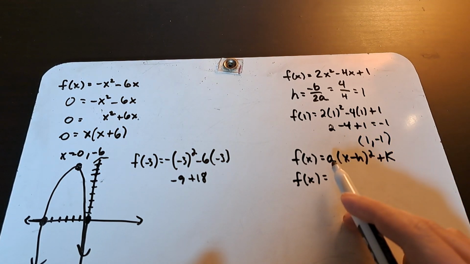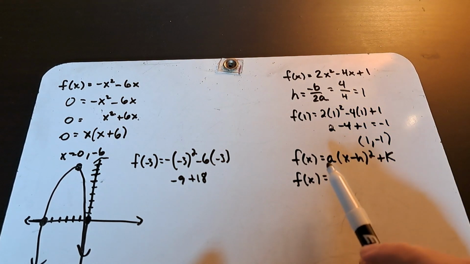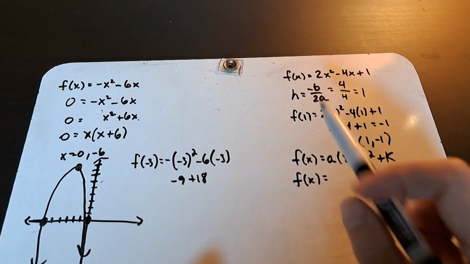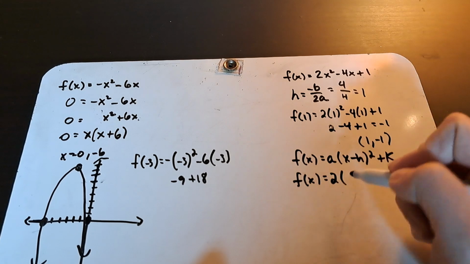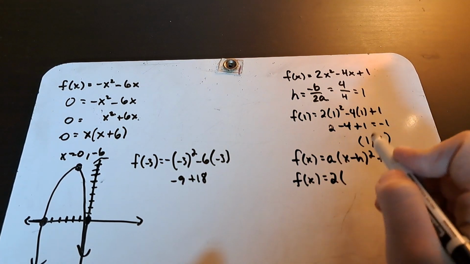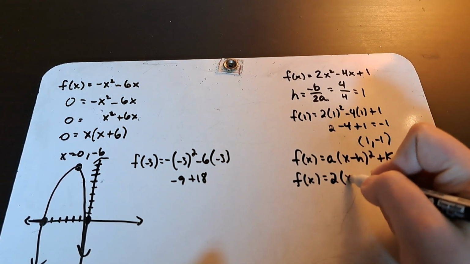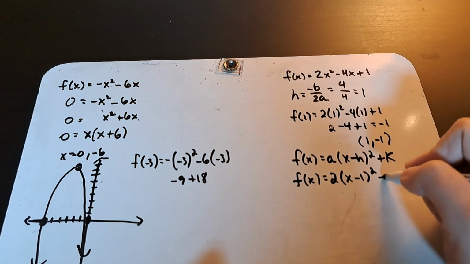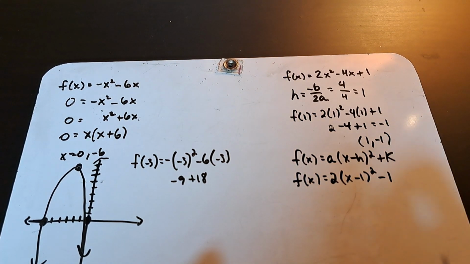And the a value here, if you were to complete the square on this, actually matches up with the same a value that is in the original equation. So if I were to write this function as a transformation, a would be 2, h is 1, so this is x minus 1 squared, and then k is negative 1, so minus 1. All right, so that's what this looks like.